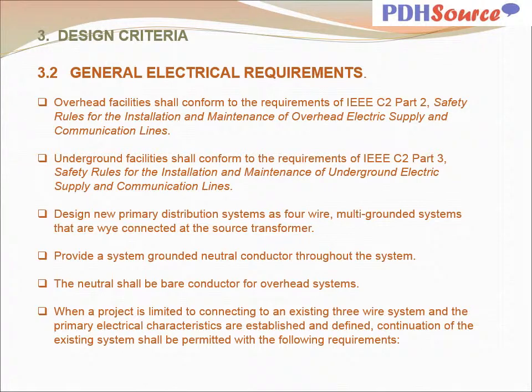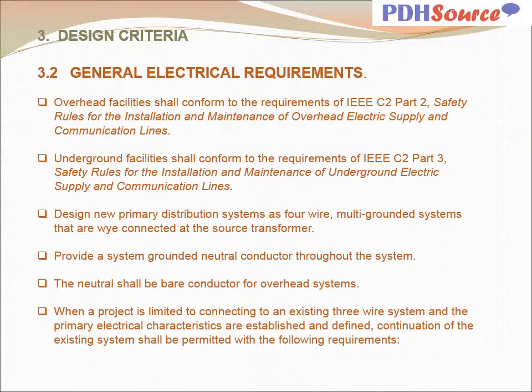Overhead facilities shall conform to the requirements of IEEE C2 Part 2, Safety Rules for the Installation and Maintenance of Overhead Electric Supply and Communication Lines. Underground facilities shall conform to the requirements of IEEE C2 Part 3, Safety Rules for the Installation and Maintenance of Underground Electric Supply and Communication Lines.